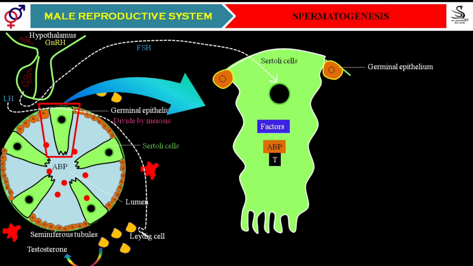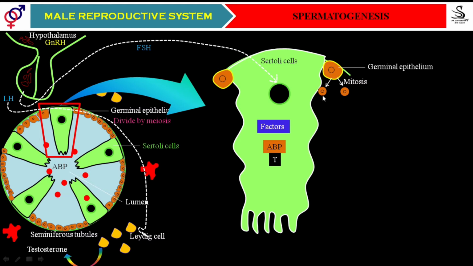Now once the testosterone has accumulated inside the seminiferous tubule, and certain other factors are also secreted by the Sertoli cell, all together they are going to activate the process of spermatogenesis. Students, in spermatogenesis, the first phase is called the multiplication phase, where the germinal epithelial cells divide mitotically and form two newly developed cells here. These newly developed two cells are called spermatogonia, students.